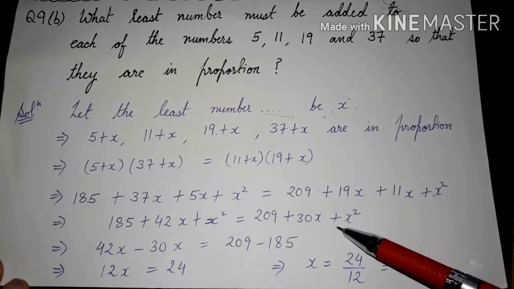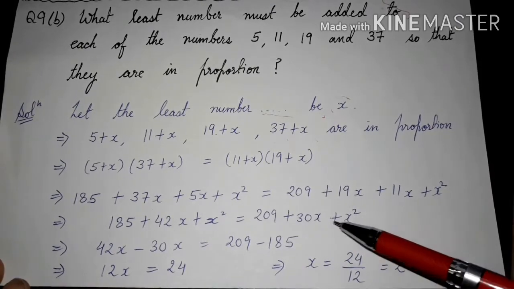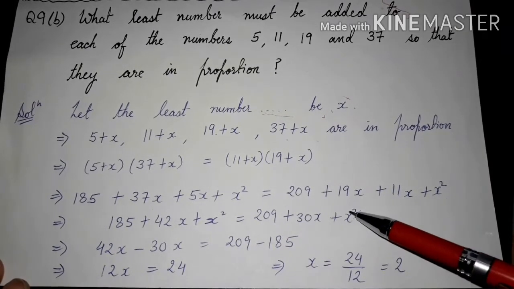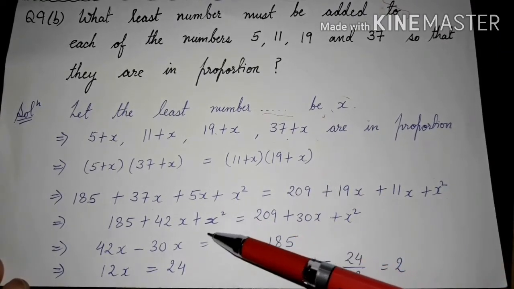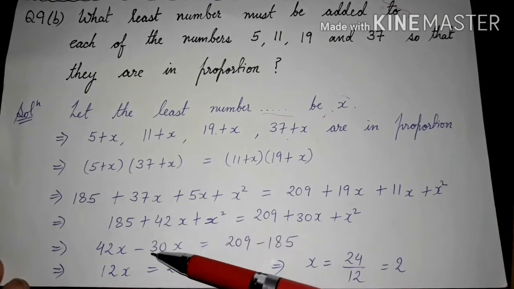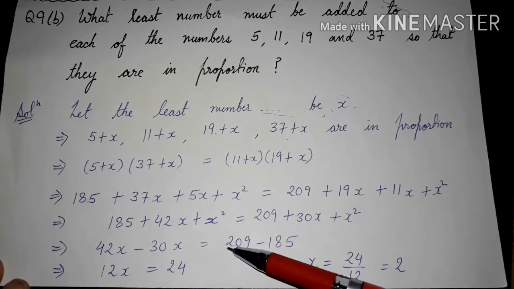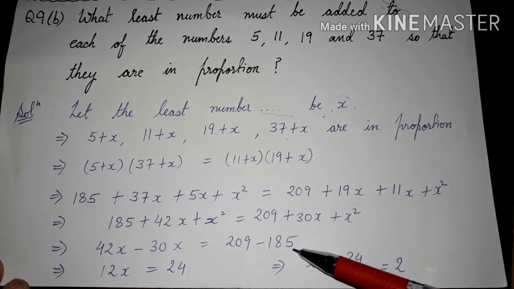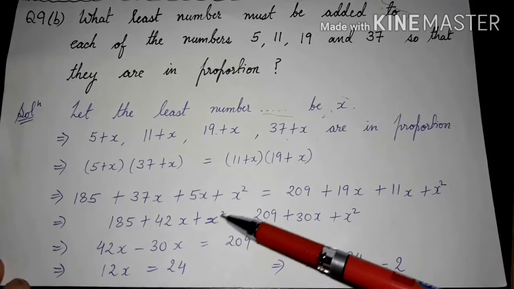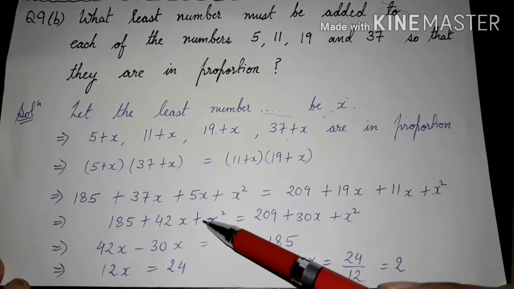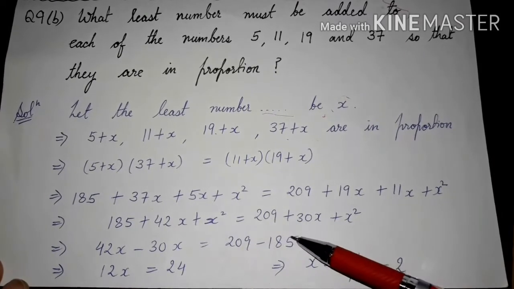Now you can see that these two x square can be cancelled, but we don't cancel it directly. We never cancel the quadratic or the second form directly. What we used to do, we used to take this to the other side and then subtract and then cancel. Or you can write directly like this: 42x minus 30x is equals to 209 minus 185. Numbers together, variables together, and this will be cancelled, but we don't show the cancellation. So all the variable parts together and the numeral parts together.